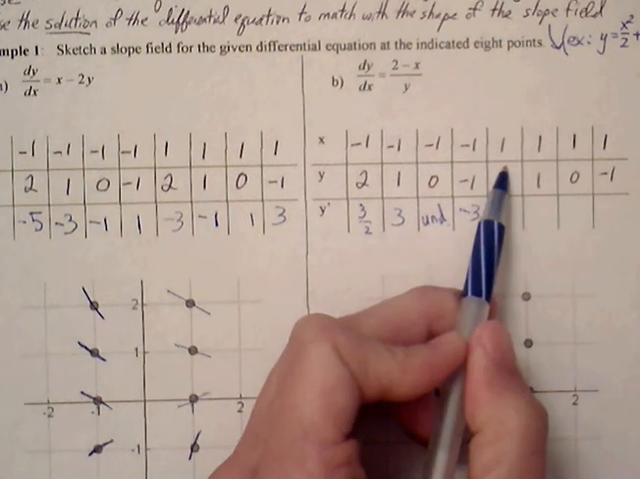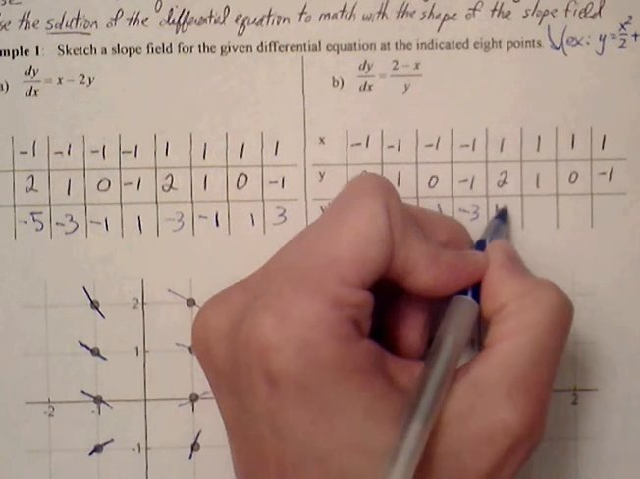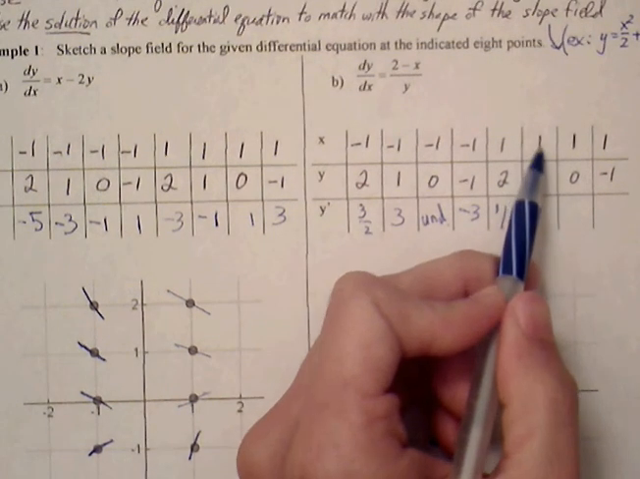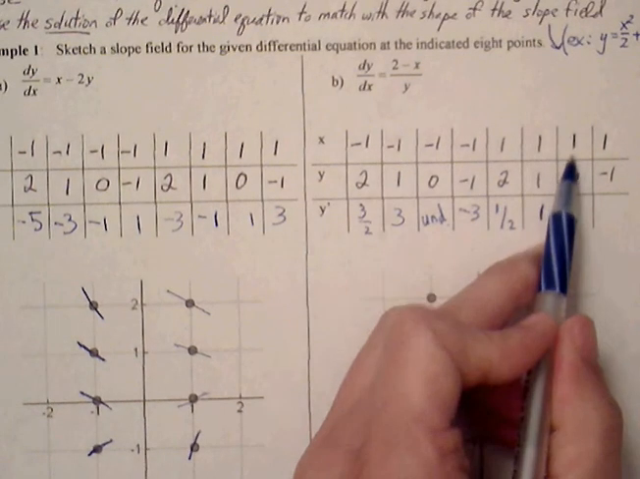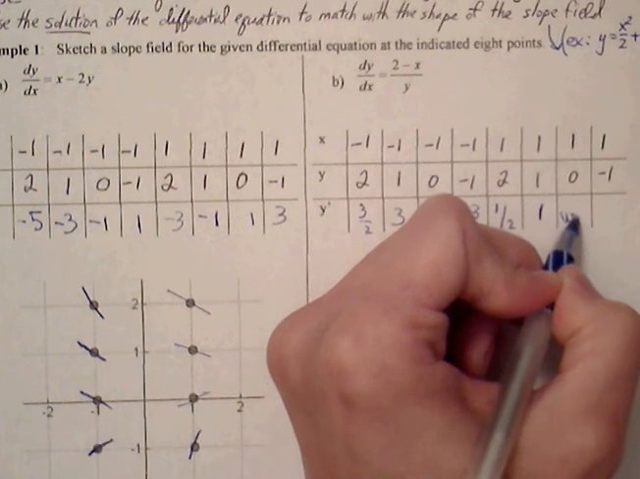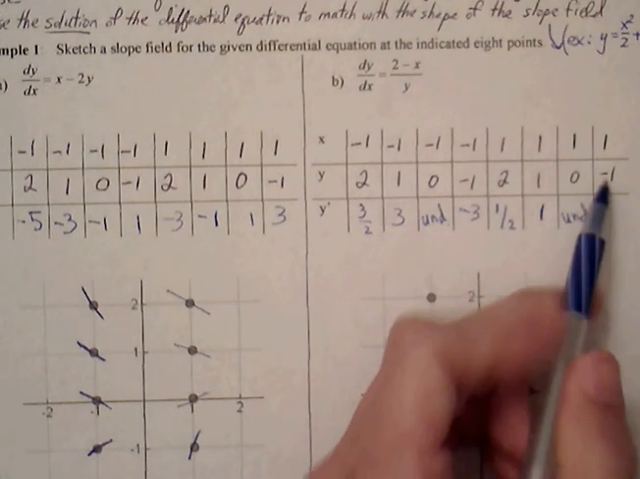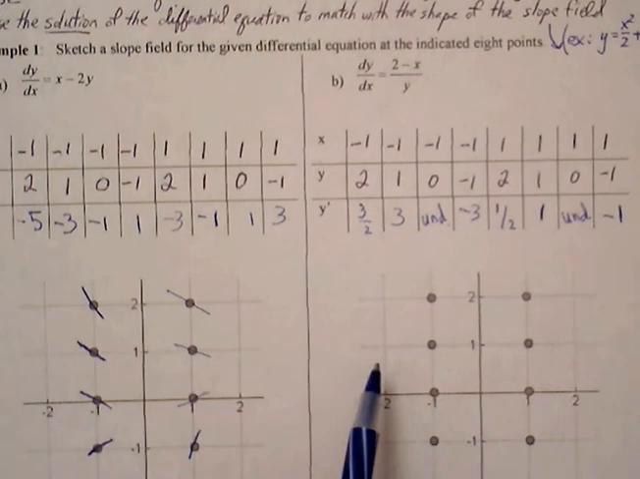Plug 1 in for x, so 2 minus 1 is 1, 1 divided by 2, 1 half. 2 minus 1 is 1, 1 divided by 1 is 1. 2 minus 1 is 1, 1 divided by 0, undefined. And 2 minus 1 is 1, 1 divided by negative 1 is negative 1. So I'm going to go down and fill in these slopes here.